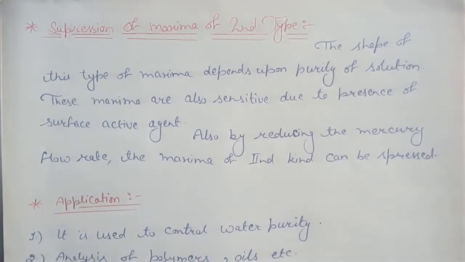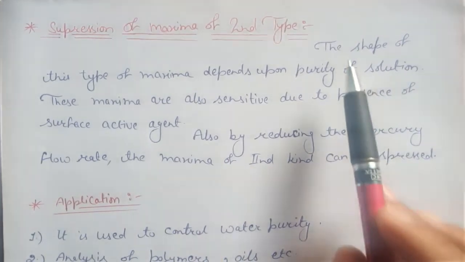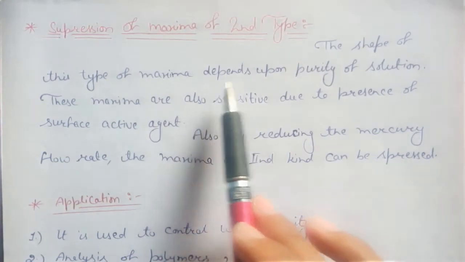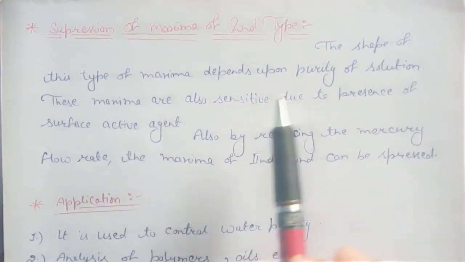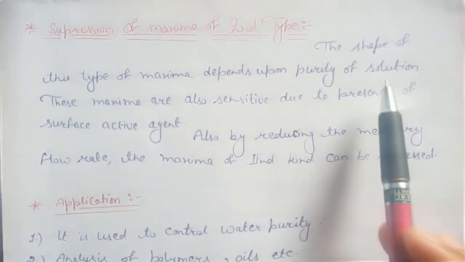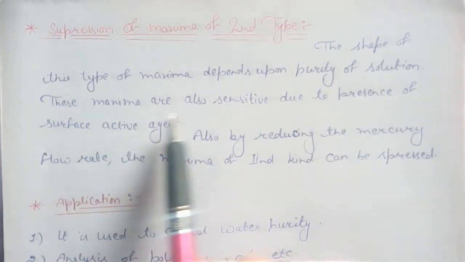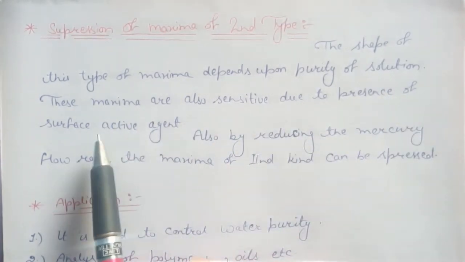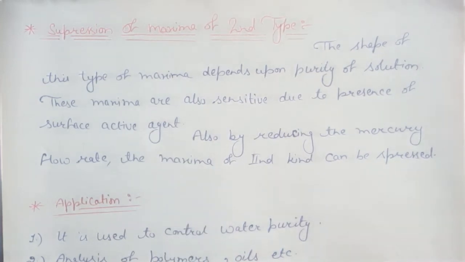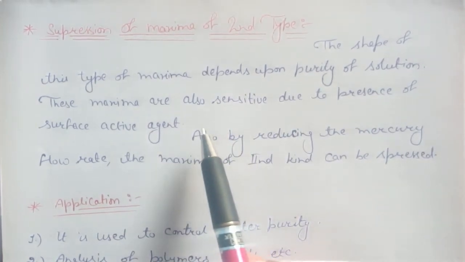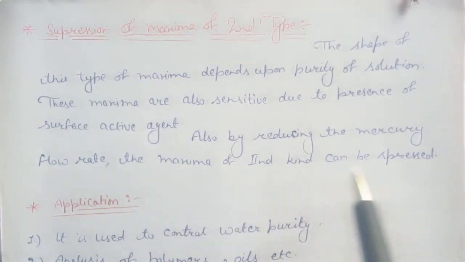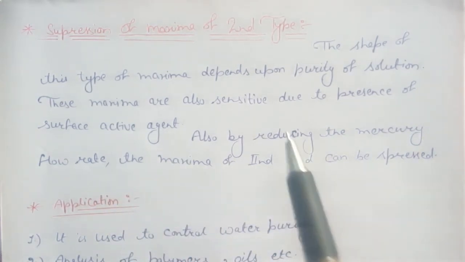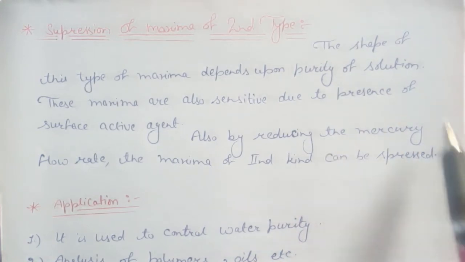After this, suppression of maxima of the second kind. How will we suppress the second kind of maxima? The shape of this type of maxima depends upon purity of solution. It means the second type, that is B, depends upon purity of solution, guys. These maxima are also sensitive to the presence of surface active agent, just like the first one. Also, by reducing the mercury flow rate, the maxima of the second kind can be suppressed.